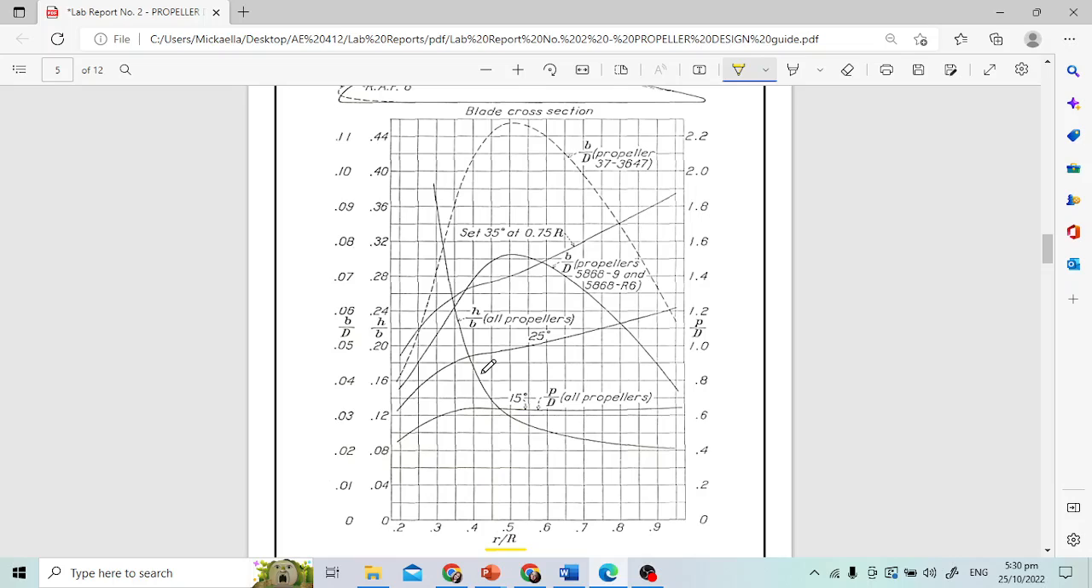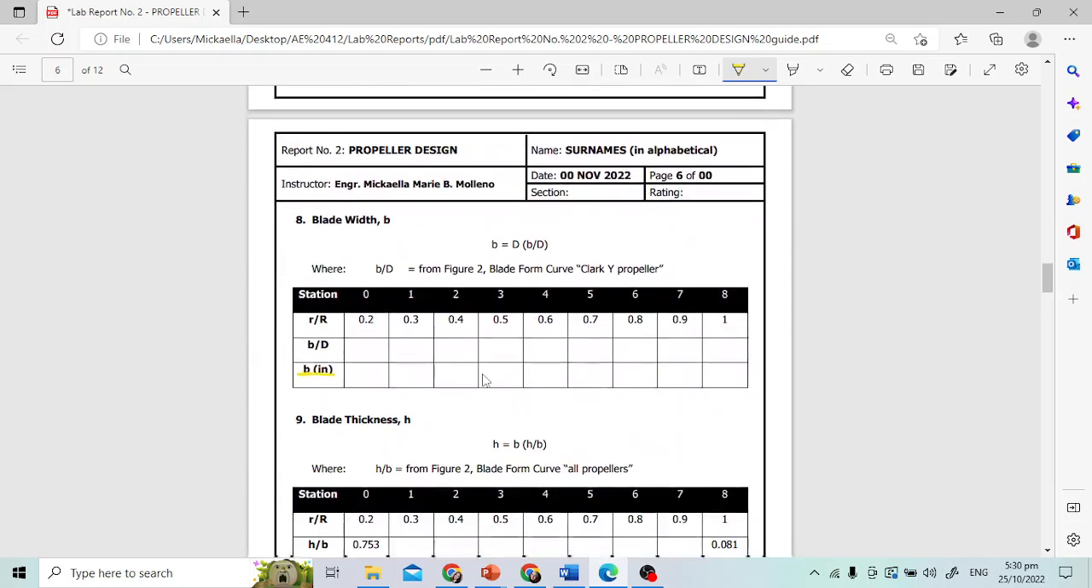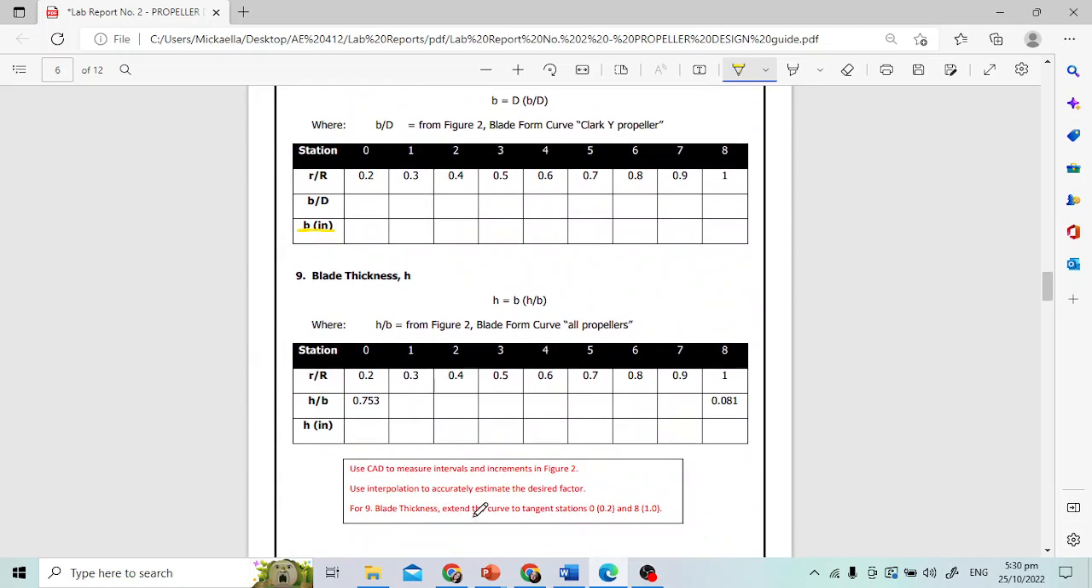Going back dito sa ating figure, sorry. Ito yung medyo malabo kasi yung picture. So, ito yung curve ng H over B. So, anong napapansin nyo? Hindi siya abot dun sa station natin ng station 0 and station 8.